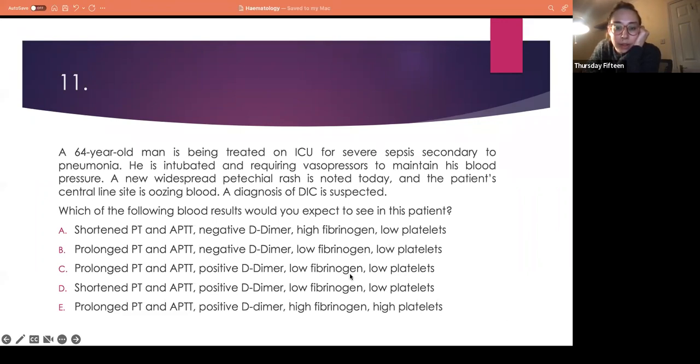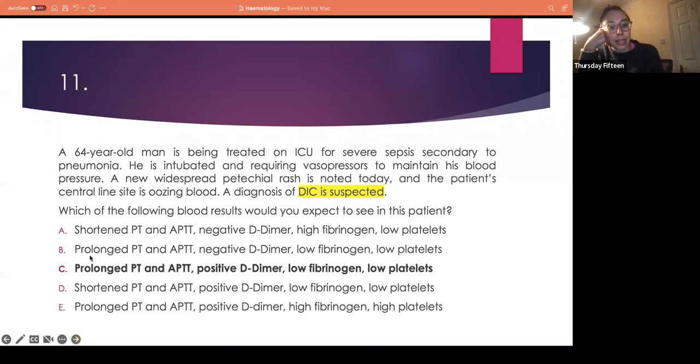Well done. So most of you have gone for C, which is the right answer. So he would have a prolonged PT and APTT, a positive D-dimer, low fibrinogen, and low platelets. So if we just go through why, so a shortened PT and APTT, so that's like answers A and D, that would indicate hypercoagulability. So while you do form clots in DIC, you consume all your clotting factors, so you have a prolonged PT and APTT.